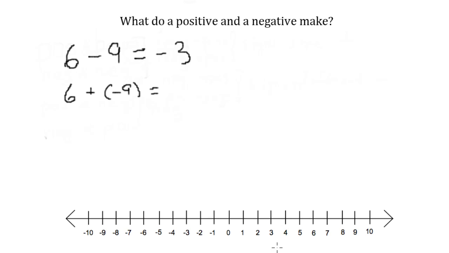And if you want to check that, you could just go to the number line here and start with 6, and then you're going to go down 9 spaces. So 1, 2, 3, 4, 5, 6, 7, 8, 9, and we're at negative 3.